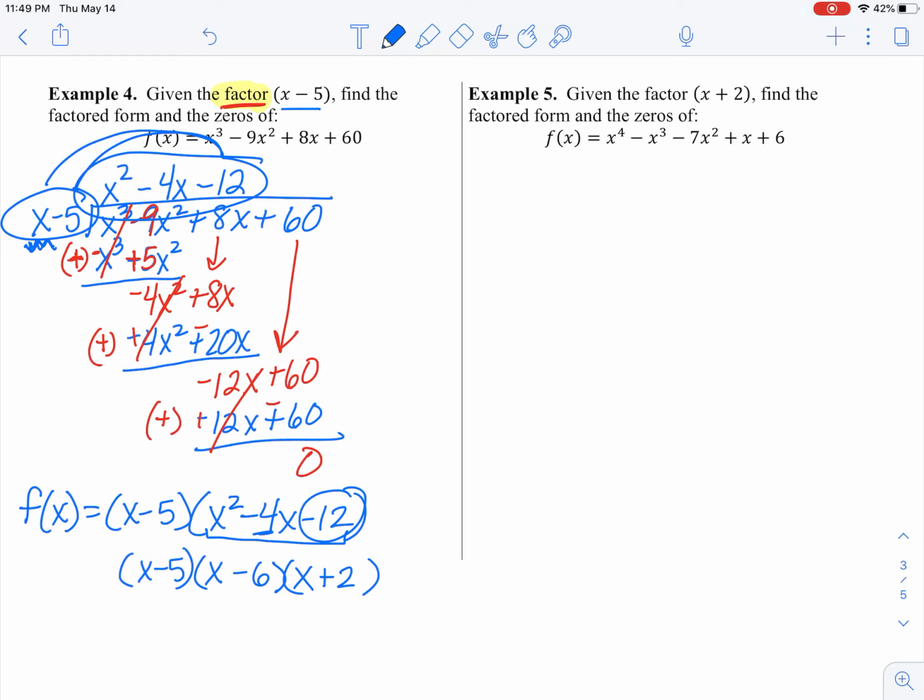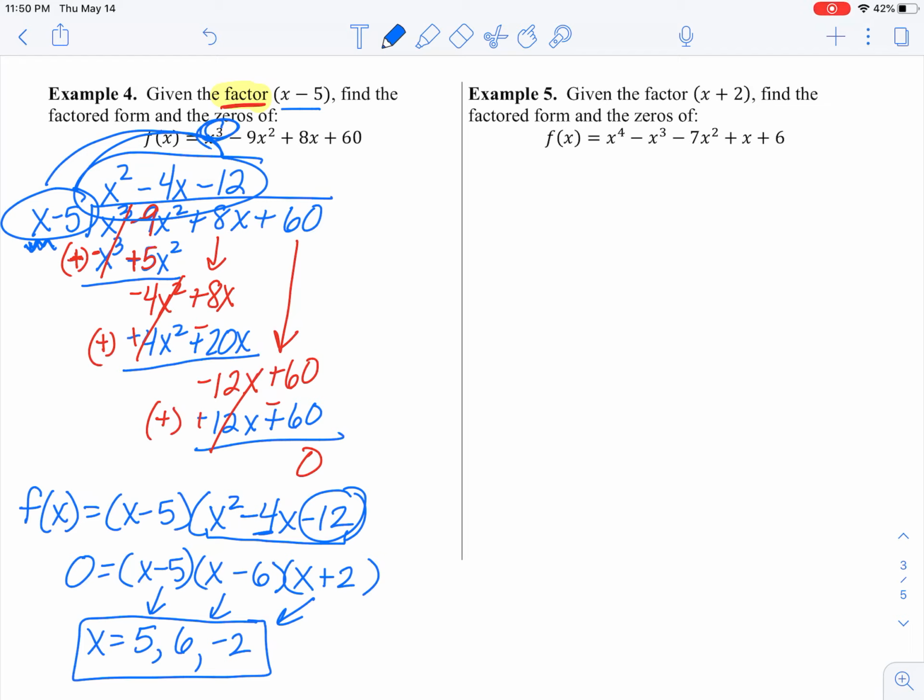We have our original divisor, and now we can set it equal to 0 to find the zeros of the polynomial. So our zeros, remember our little shortcut, we can do just the opposite sign. We're going to get 5, 6, and negative 2. We got 3 zeros because it was a third degree polynomial up here, so we needed to find 3 zeros.